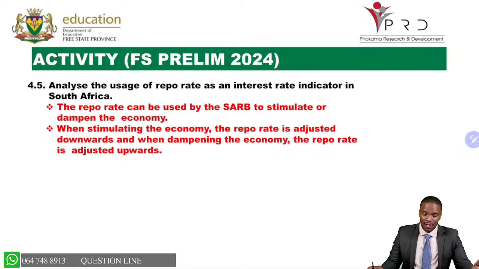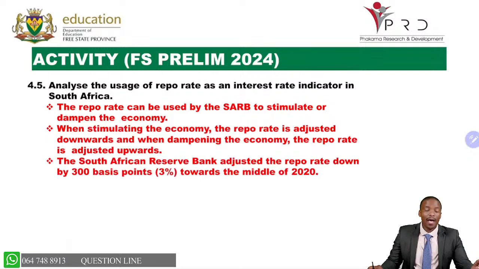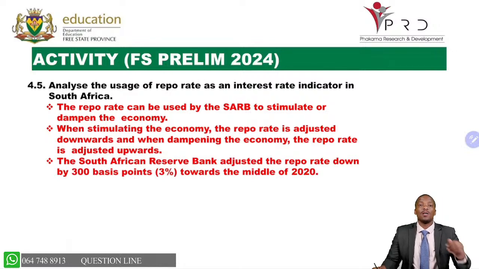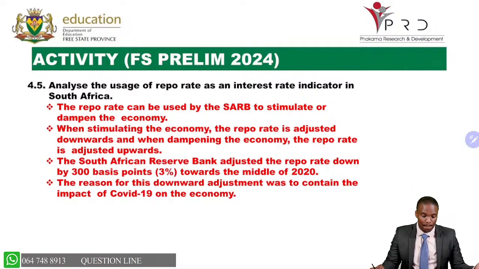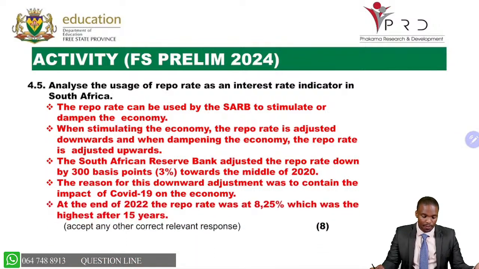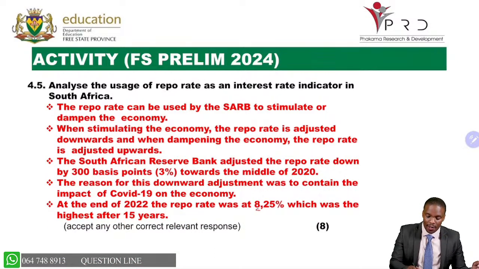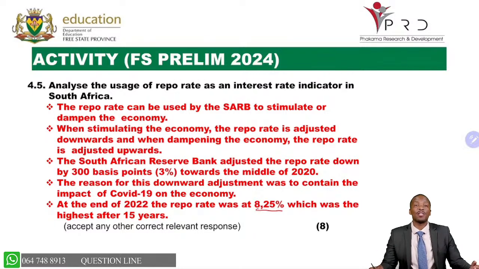And when stimulating the economy, the repo rate is adjusted downwards, as I've mentioned. The Reserve Bank adjusted the repo rate down by 300 basis points towards the middle of 2020. You and I know it was because of COVID, so affordability was less. And in 2022, the repo rate was at 8.25, which was the highest in 15 years.